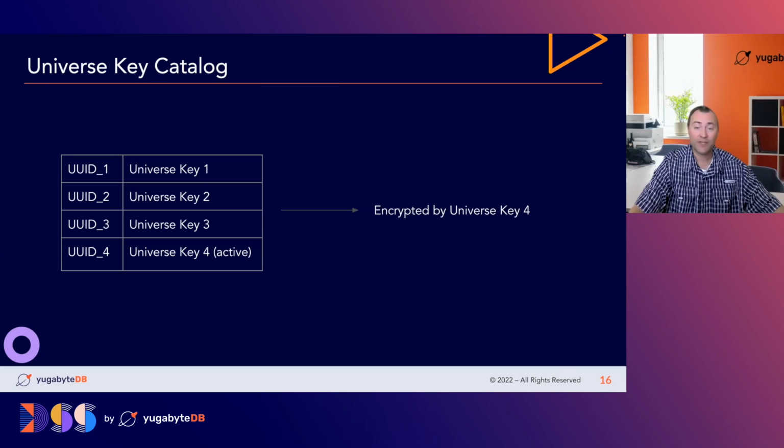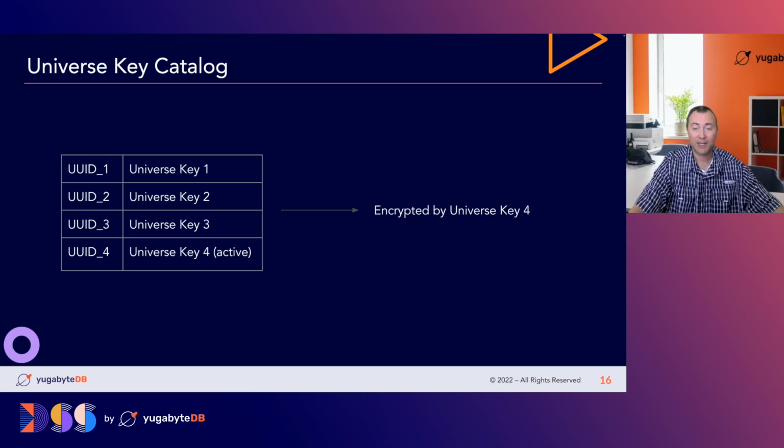As I stated in a previous slide, the Yugabyte master servers contain a catalog of universe keys. The universe keys stored in the catalog are a list of all universe keys that have been used in the YugabyteDB infrastructure since inception. When you create a new YugabyteDB environment, you'll only have one universe key in the catalog.